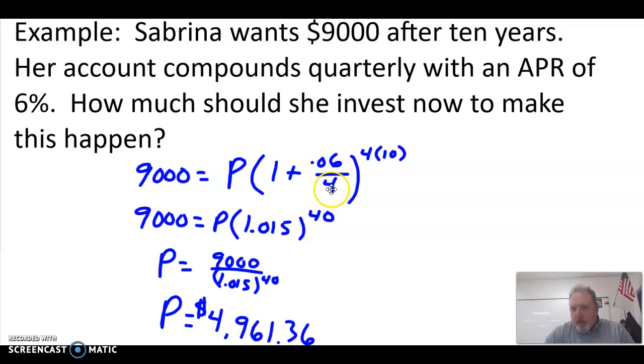6% quarterly, so 4 times a year. For 10 years will be to the 40th power. So we figure out this decimal here, 1.015 to the 40th. I'm going to divide 9,000 by that number. And so when we do that in the calculator, she would have to start with a little bit under $5,000, $4,961.36.